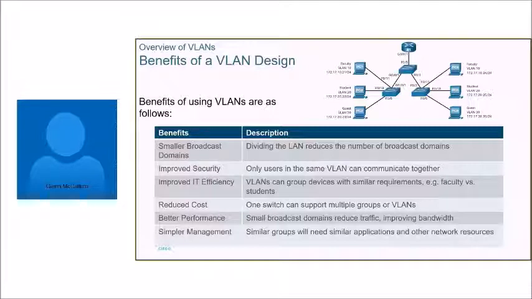Improved IT efficiency. So VLANs can group devices with similar requirements, e.g. faculty versus students. You can reduce the cost, so one switch can support multiple groups or VLANs. And so prior to VLANs, if you had 3 separate LANs that needed to be defined for 3 different groups of users, you actually had to have 3 routers, 3 switches in every rack, basically. And so that may well have worked well if you had a lot of users, but if you don't have that many users, of course, you can do one switch and support all of those different VLANs.